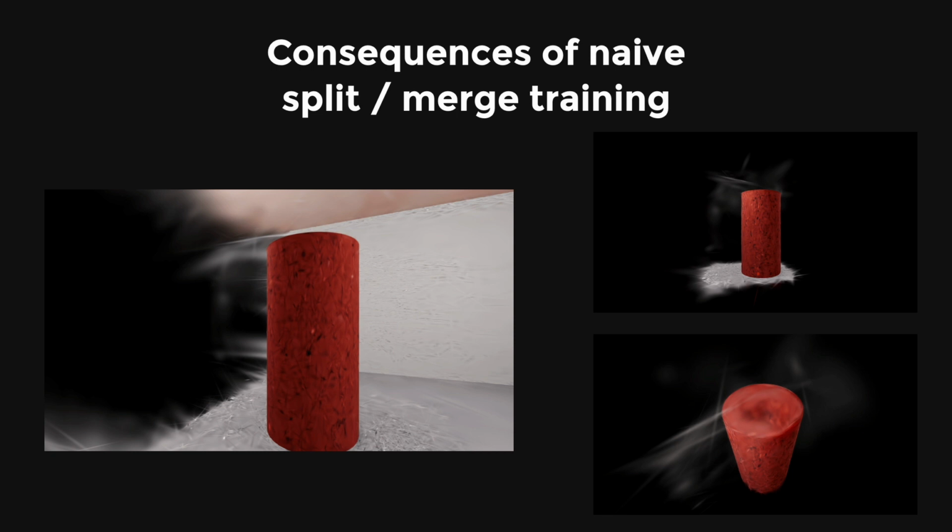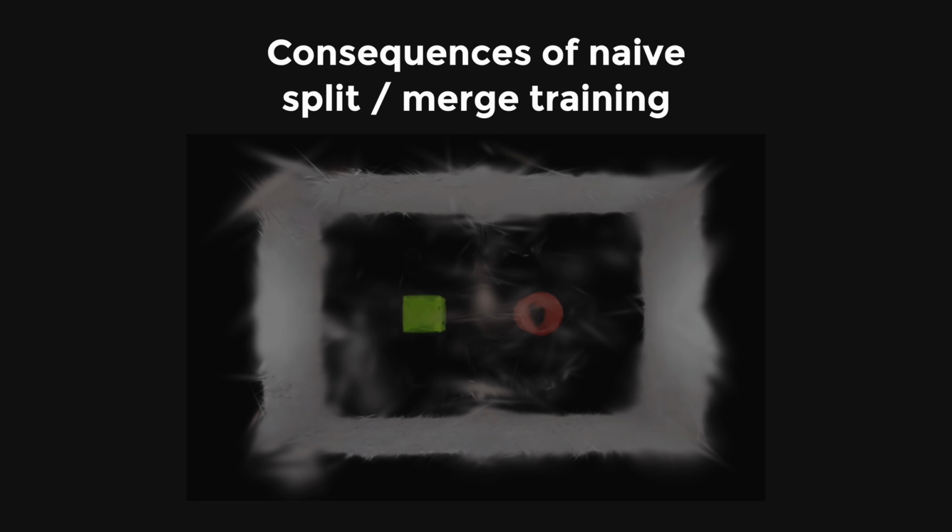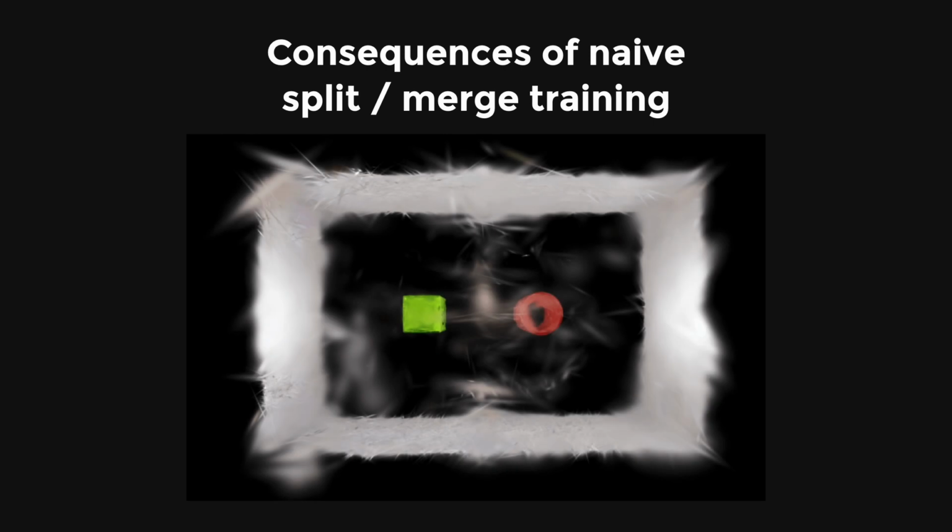In this particular example, it actually causes the Gaussians on one side of the model to try and model the appearance of scene geometry that should be on the other side of the model. And thus, if we perform the split and merge training strategy naively, we would accumulate a lot of these errors and cause artifacts throughout our model.